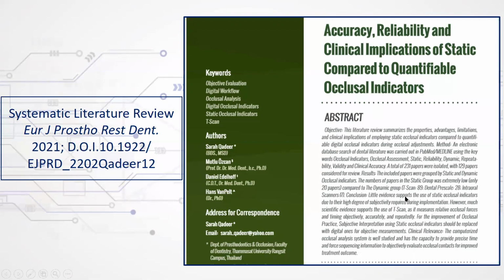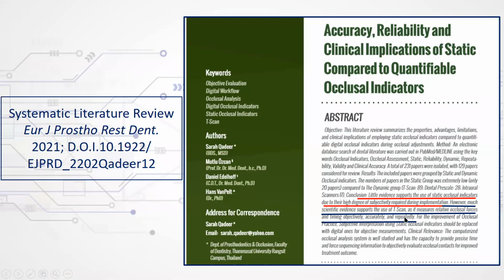And what they found, after breaking down the 231 papers into the ones that really were worth reviewing and scientifically valid, is that little evidence supports the use of static occlusal indicators because they are subjectively used. Subjectively used means we look at them and we try to decide, well, I think it's this contact, I think it's that contact, and that leads to a lot of issues, whereas much scientific evidence supports the use of T-scan because it measures relative occlusal forces and timing objectively, accurately, and repeatedly.